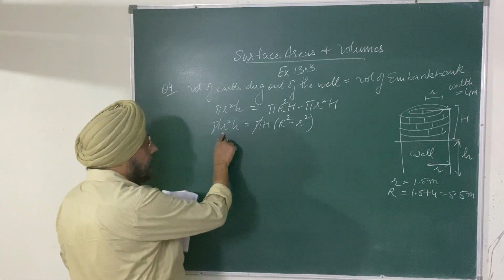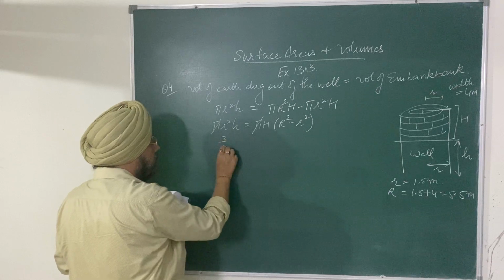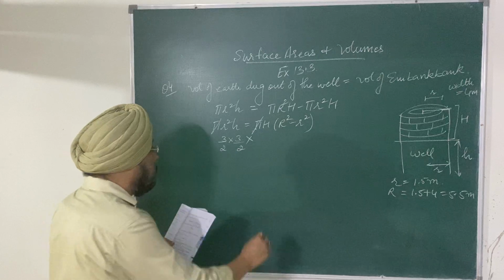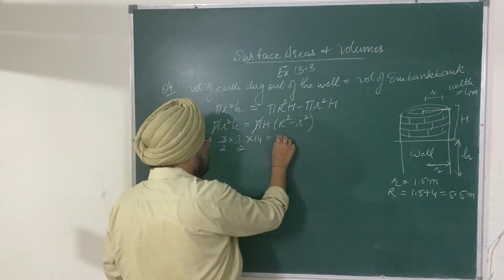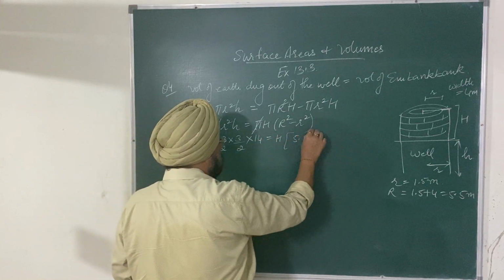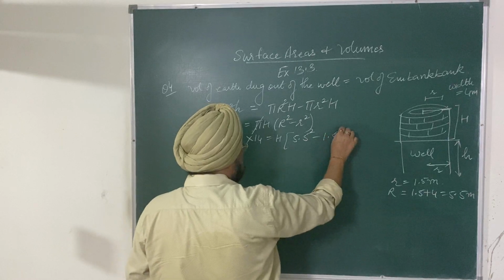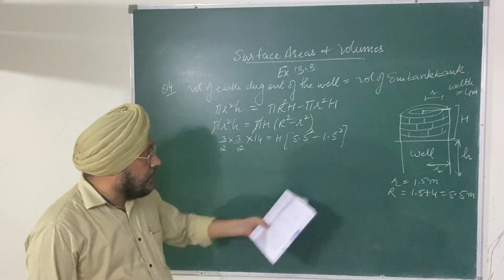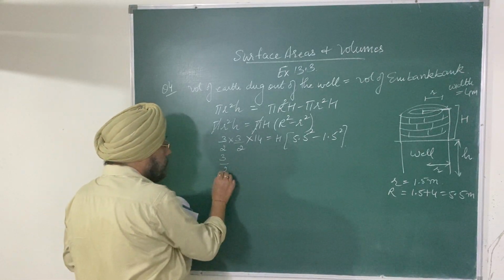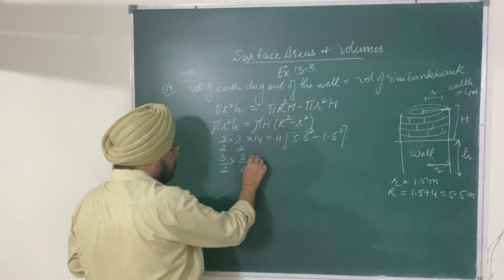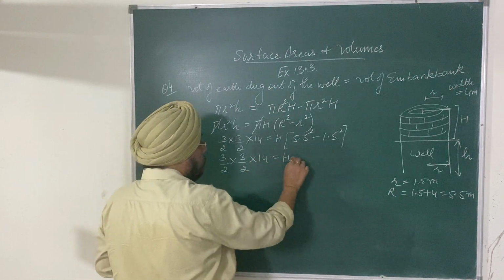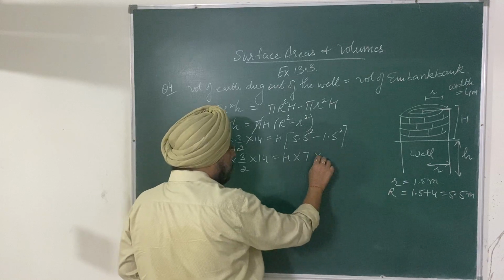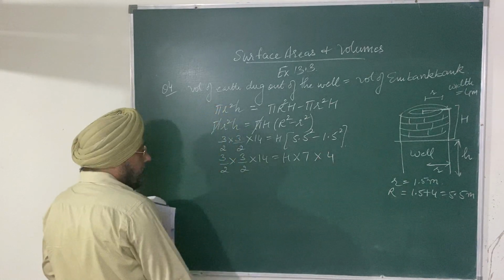So the radius is given as 1.5. It means that will be equal to 3 by 2. The depth is given as 14 meter. Capital H we have to calculate. This is 5.5 square minus 1.5 square. Since we are having a square minus b square, so apply the formula. This remains as such. So first of all, a plus b becomes 7. Then a minus b becomes 4. Now we can calculate this.